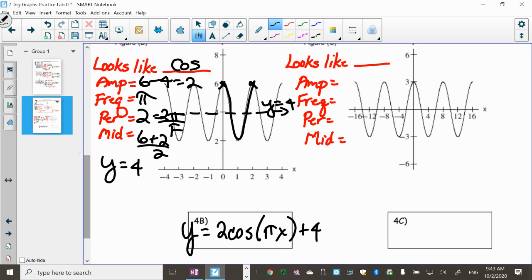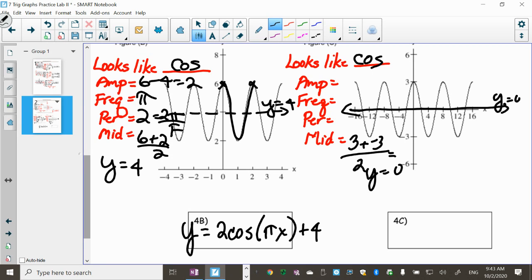This last one looks like cosine. Do the midline next. 3 plus a negative 3 all over 2 is y equals 0, right? So it does look like this is halfway. Amplitude is 3 minus 0 or 3. Period is 8 equals 2 pi over my frequency. So what's that going to be? Pi over 4? Yep. So y equals 3 cosine pi over 4 x.